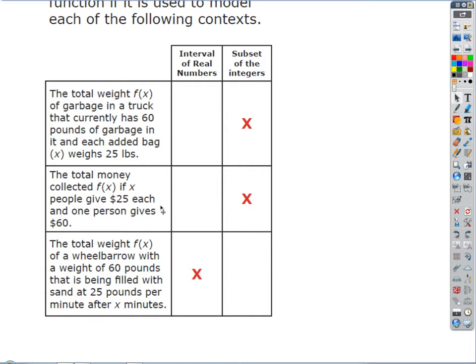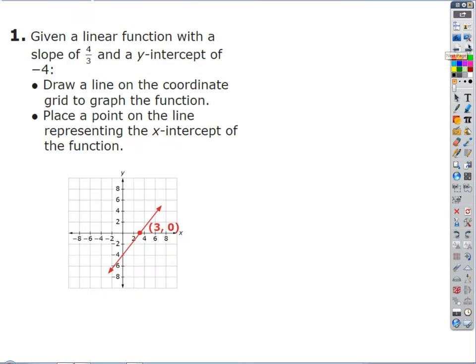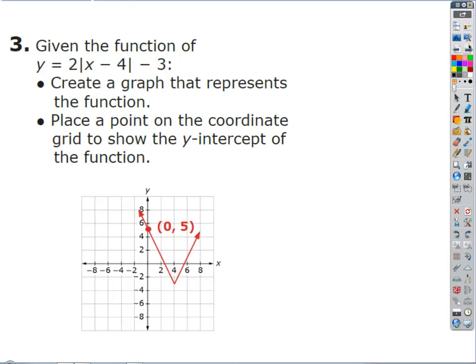Total weight of a wheelbarrow if it's being filled with sand at a rate of 25 pounds per minute. So the sand is just trickling into the wheelbarrow. So in that case, it would be all real numbers, right? I guess technically it's whatever the weight of an individual grain of sand is, but we'll just treat it like it's continuous, okay? No big deal, nothing to worry about.